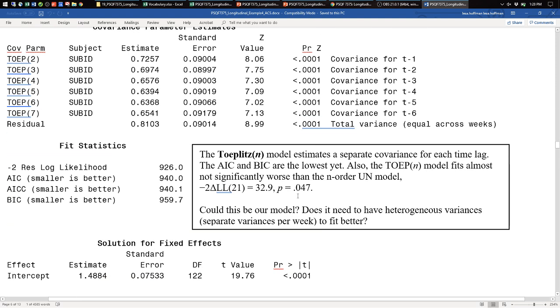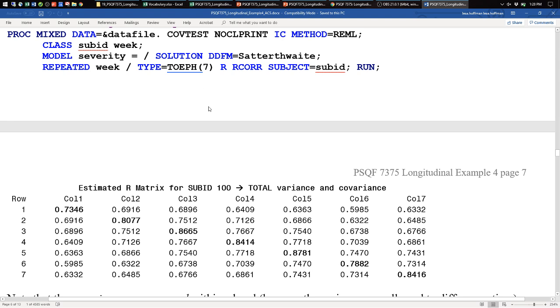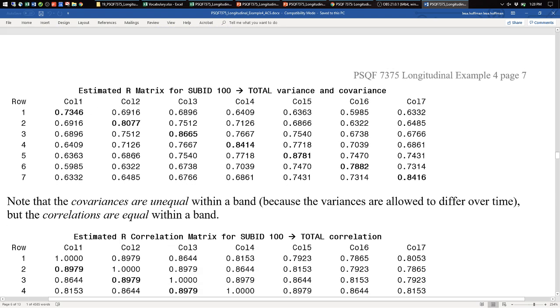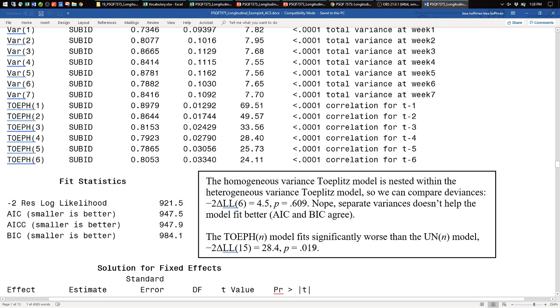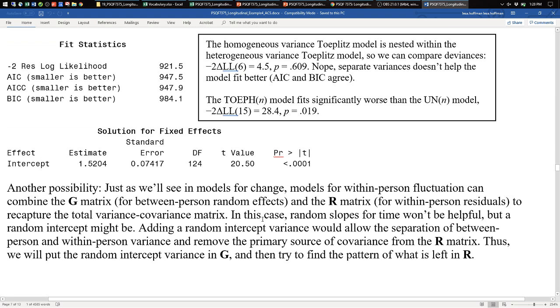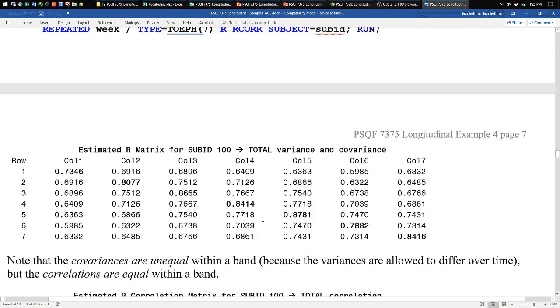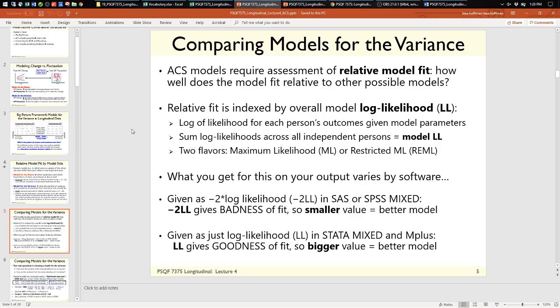That one fit almost not worse than unstructured. And so we tried to add different variances to it, change it to a heterogeneous variance model, but that did not fit better. And it now fits officially worse than unstructured, and that's where we left off.